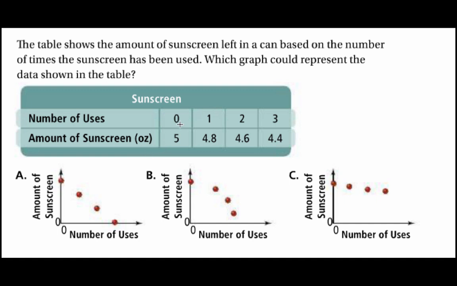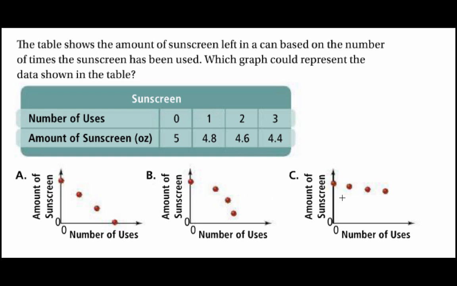So after 0 uses, we have a 5-ounce can. After 1 use, we have 4.8 ounces left in the can. After our second use, we have 4.6 ounces left in the can. And after the third use, we have 4.4 ounces in the can. Okay? So if we take a look at the data, as the number of uses increases by 1, what's happening to the amount of sunscreen in the can? Well, the amount of sunscreen that's left in the can is decreasing.